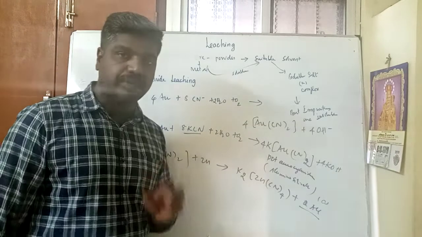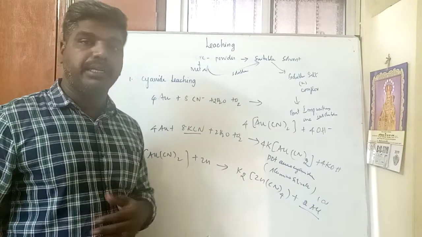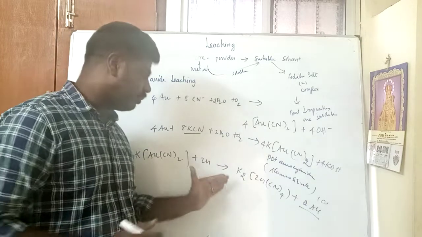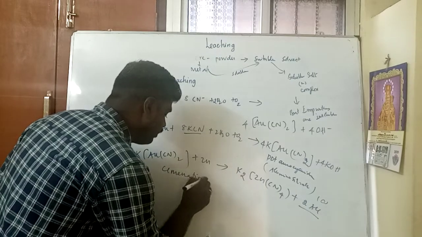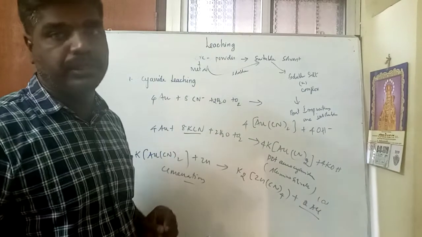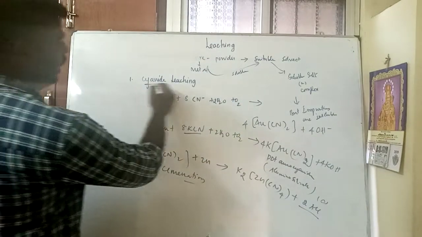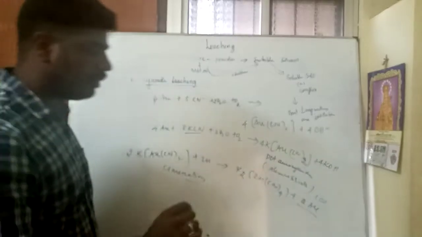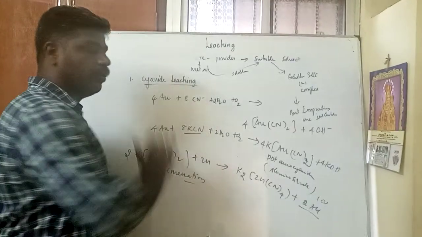Cementation method is one of the methods of recovering the gold from a soluble complex by using zinc dust. That process is called as what? Cementation. This question will be asked in public exams. This process is called cyanide leaching. Cyanide leaching is one of the techniques to remove the impurities from a metal like gold.